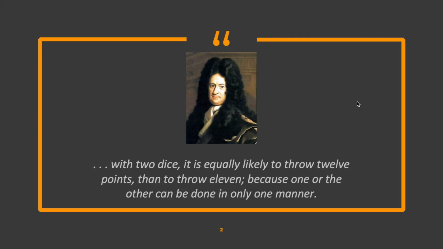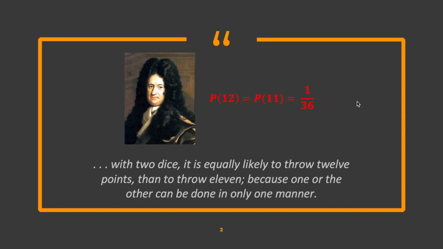So the problem where he made the error involves throwing two dice and getting 11 and 12, and the probabilities of these two events. What he states is that with two dice it's equally likely to throw 12 points as to throw 11, because one or the other can be done in only one manner. In other words, he claims that the probability of 11 is the same as the probability of 12, and they are both equal to 1 over 36.